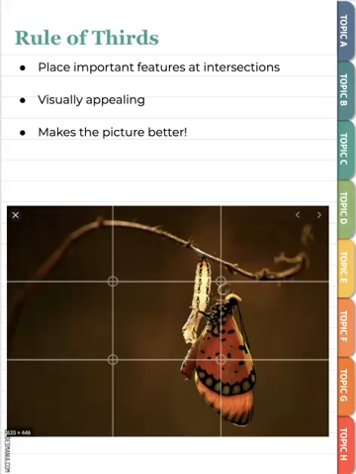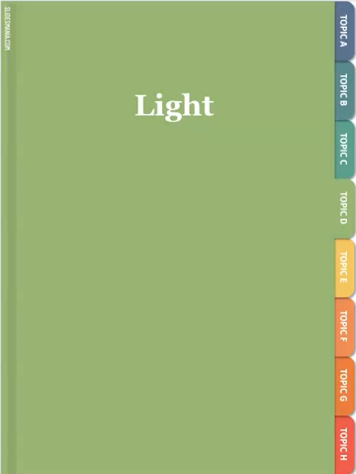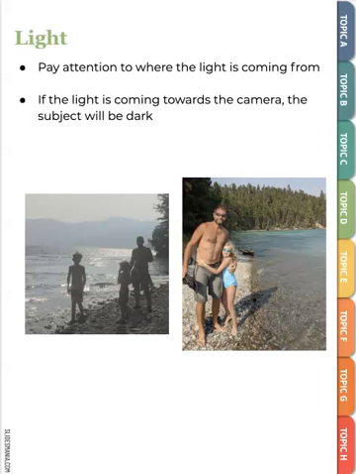This makes your pictures more visually appealing and it makes the picture better. So in this example, you can see that the subject is in the bottom right quadrant and it's right in the center of that grid, which is something that you're going to want to try to do when you're taking pictures. The second thing you want to do is think about light.